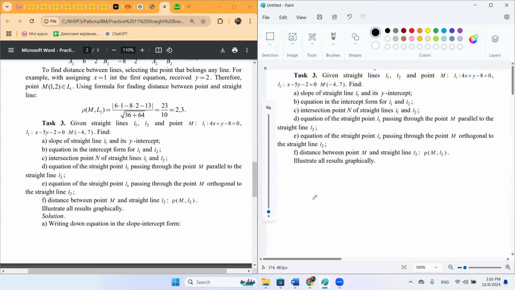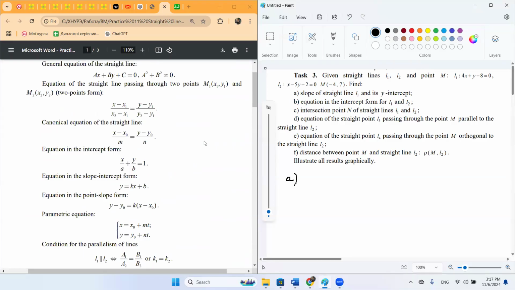So continuing. We need to do a lot of tasks here. In this task, we have two straight lines, and we have a point with the coordinates -4, 7. First of all, we need to find the slope of straight line L1 and its y-intercept. So how to solve point A? We have a general equation, so which to use, which will be the best choice?